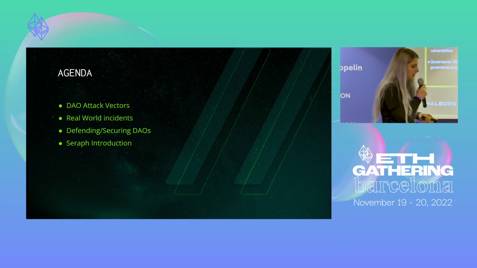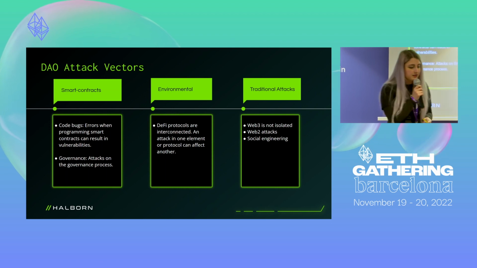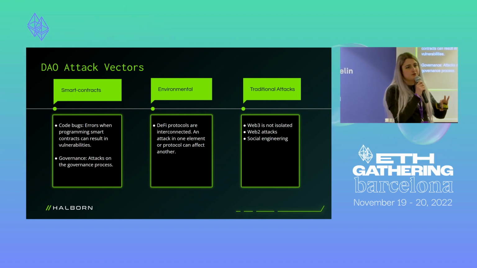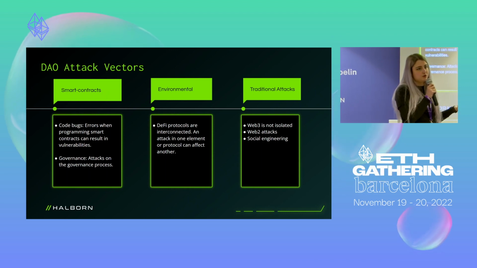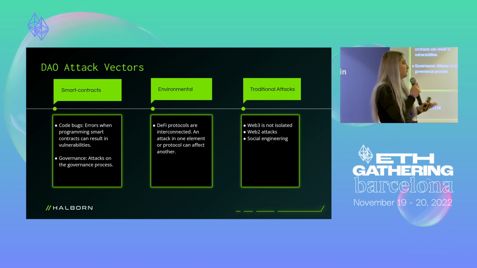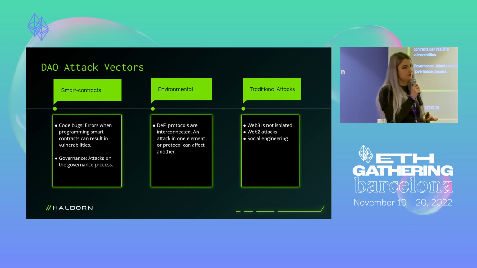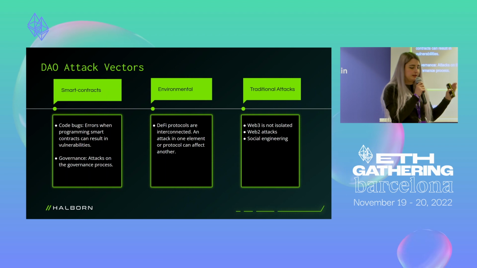So we have categorized attack vectors into 3 different ones. We consider the smart contract related one, which is the basic one. The first thing is contract bugs, which is also a Web 2 issue. And the second one, which is very, very important, is the governance process. So there are the 2 main vectors related to code that can be exploited.